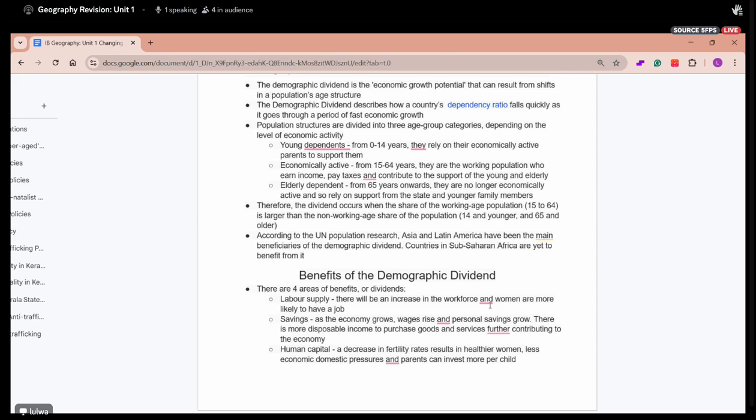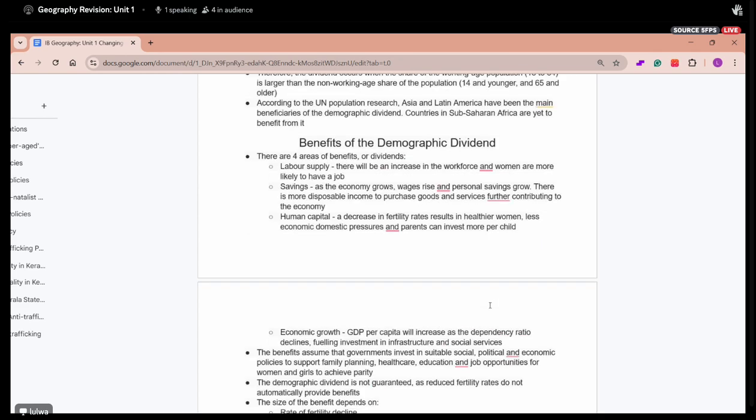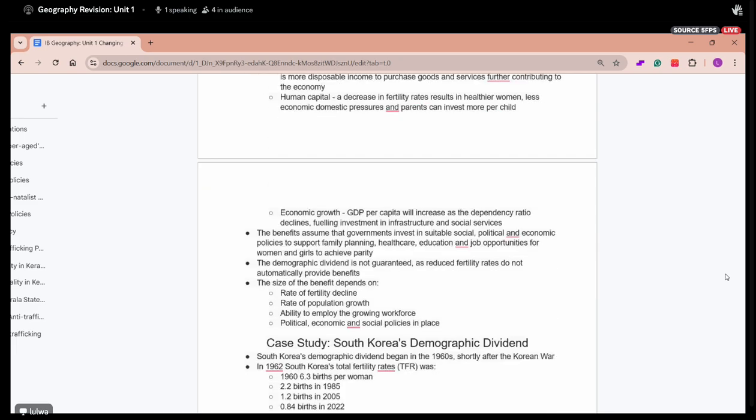According to the UN, Asia and Latin America have been the main beneficiaries, and countries in sub-Saharan Africa are yet to benefit. What are the benefits of the demographic dividend? There are 4 areas of benefits. Labor supply, there will be an increase in the workforce and women are more likely to have a job. Savings, as the economy grows, wages rise and personal savings grow. There's more disposable income to purchase goods and services, which further contributes to the economy, human capital, and economic growth.